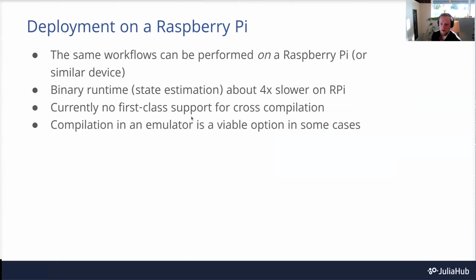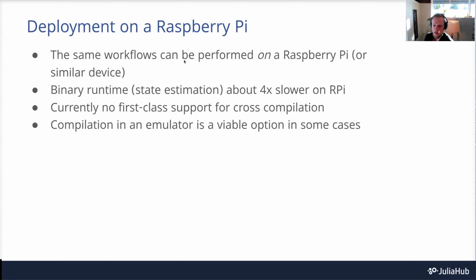Can I do this on a Raspberry Pi? Can I compile code such that it runs on a platform like a Raspberry Pi? And the answer is yes, I can perform exactly this workflow on a Raspberry Pi. So on a Raspberry Pi, you can install Julia there, launch Julia, and run Julia like on any other computer, including using this compiler.